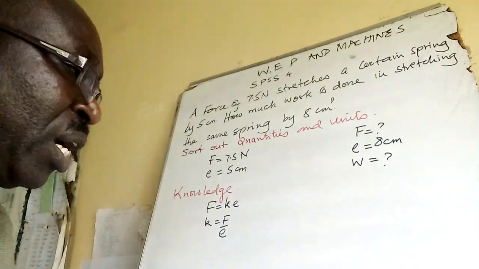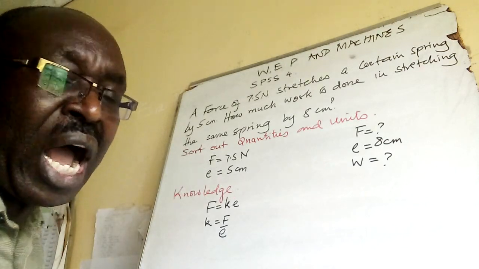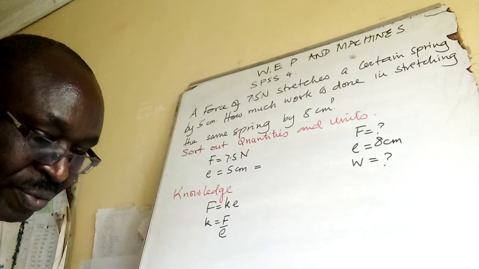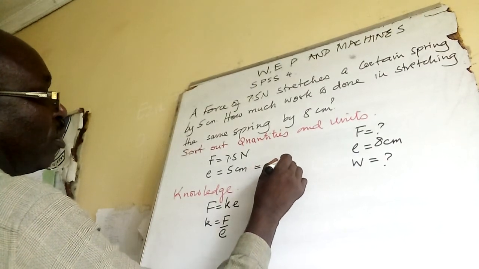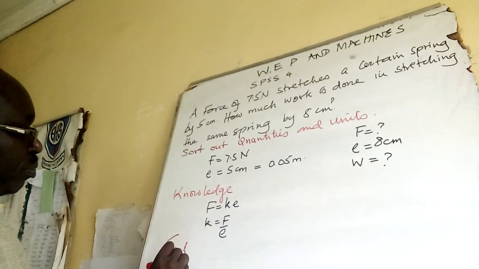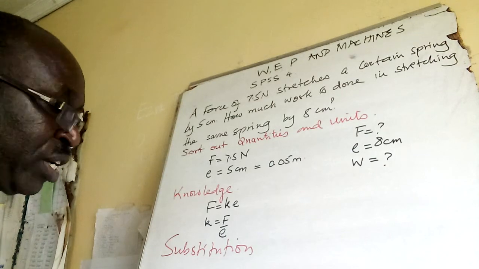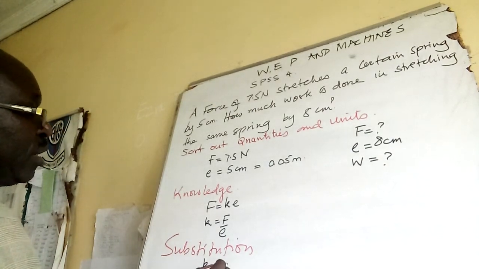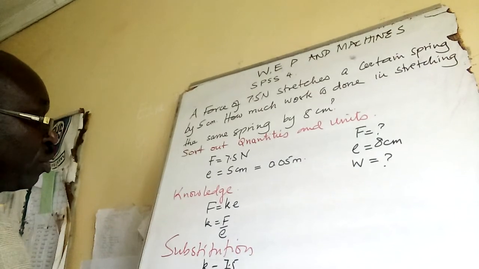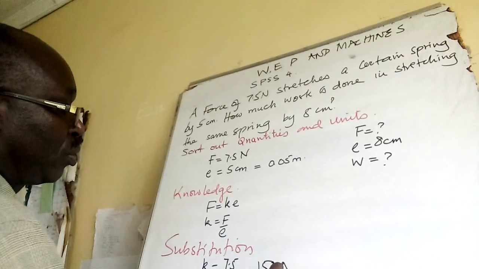It may require that. Now, from the sorting out of quantities, extension is in centimeters. I would like you quickly to note that this is the same as when you divide it by 100. So you get 0.05 meters. Therefore, when I come to substitution, you remove the letters and put the numbers. So I have K is equal to force. My force is 7.5, and then you divide it by 0.05, you get, I think, 150 Newton per meter.